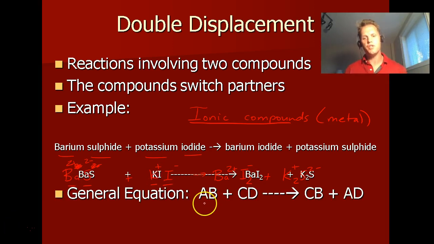So I'll just give you the general equation here. AB plus CD equals CB and AD. What that means is A and C are both metals. How do I know that? Because they're written first in the order between the first capital letter and the second. So anybody who's written first is a metal.